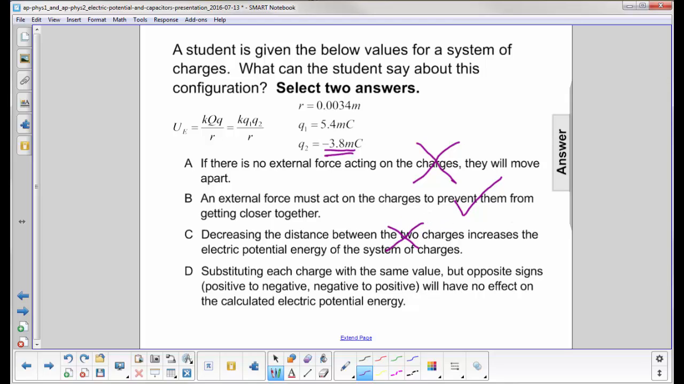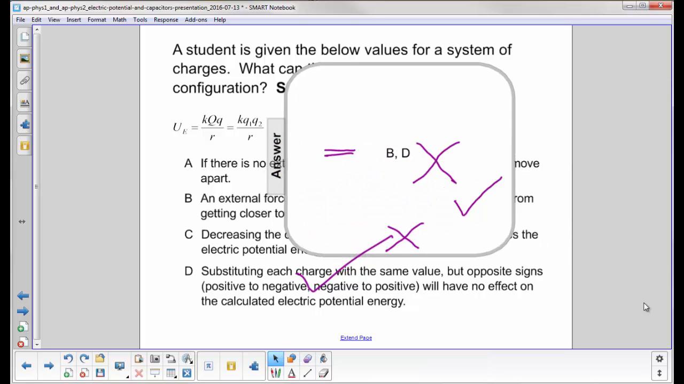If you substitute each charge with the same value but opposite signs, switch this to a negative 5.4 and switch this to a 3.8, then that will have no effect on the calculated electric potential energy. That's absolutely true. You'll still have a negative potential energy. You'll just reverse which of the charges was negative and which was positive. But when you multiply them together, you'll still get a negative answer. So the answer D is also correct. So our correct answers are B and D.